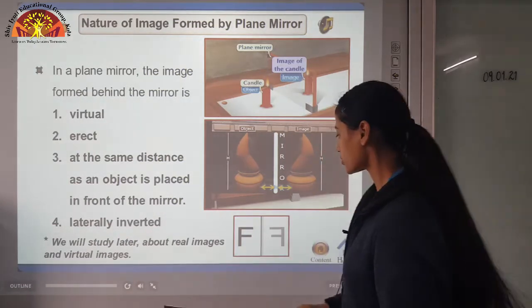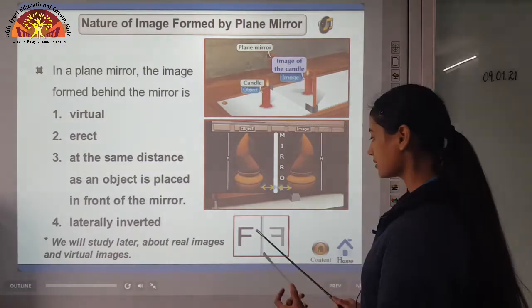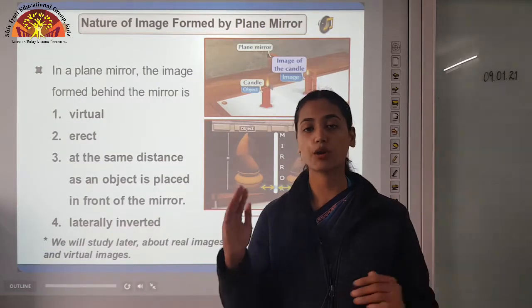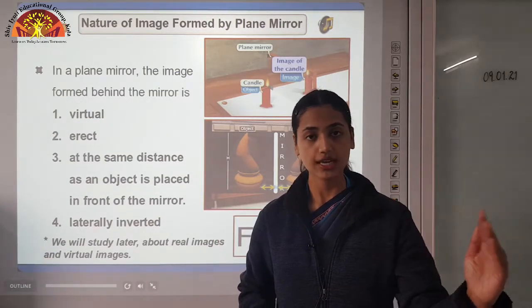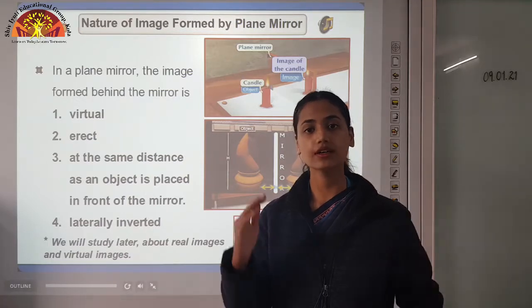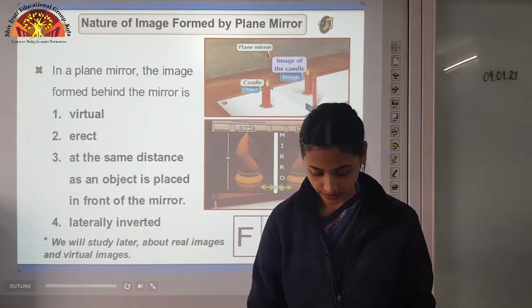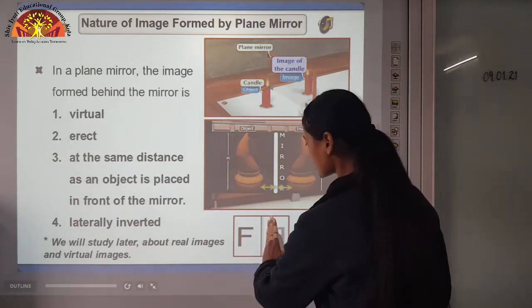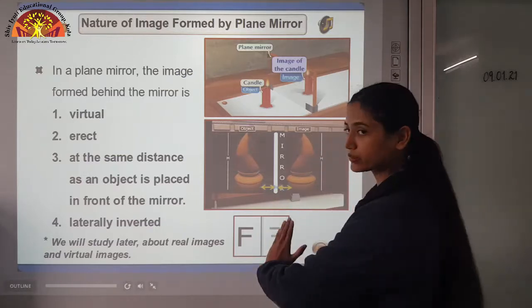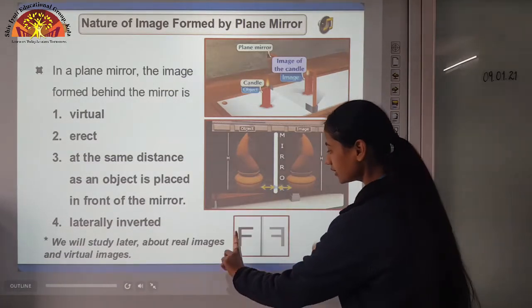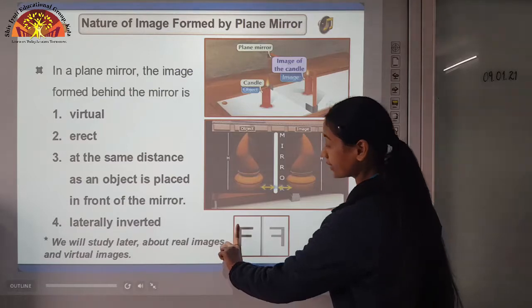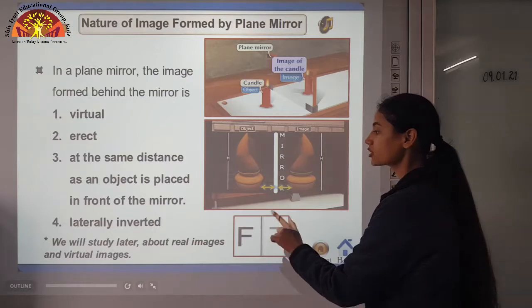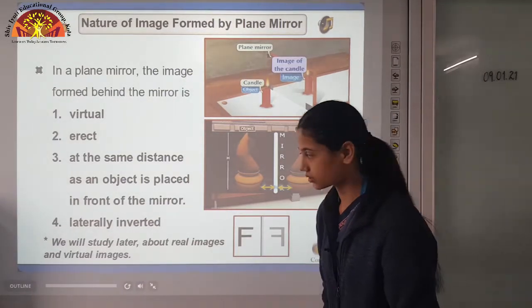Now what is lateral inversion? We will see in our next topic. This is lateral inversion, in which the right side of the object becomes the left side of the image and the left side of the object becomes the right side of the image, and vice versa. It gets reversed. Like this is F written this way. Now this is a plane mirror. So what type of image will be formed? This way. You can see this straight line is at the left side of the object, but in the case of the image it is at the right side. So this phenomenon is known as lateral inversion.